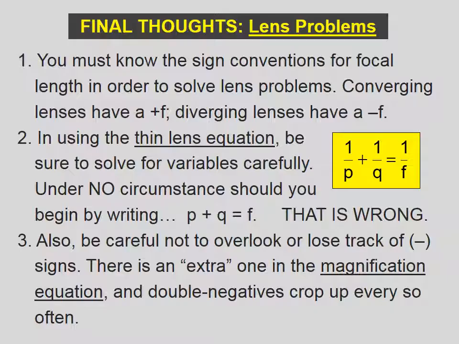Final thoughts on doing lens problems. You must know the sign conventions for focal length in order to solve lens problems. Converging lenses have a positive focal length, diverging lenses have a negative focal length. In using the thin lens equation, be sure to solve for variables carefully. Under no circumstance should you begin by writing P plus Q equals F. That is wrong. Also, be careful not to overlook or lose track of negative signs. There's an extra one in the magnification equation, and double negatives crop up every so often.